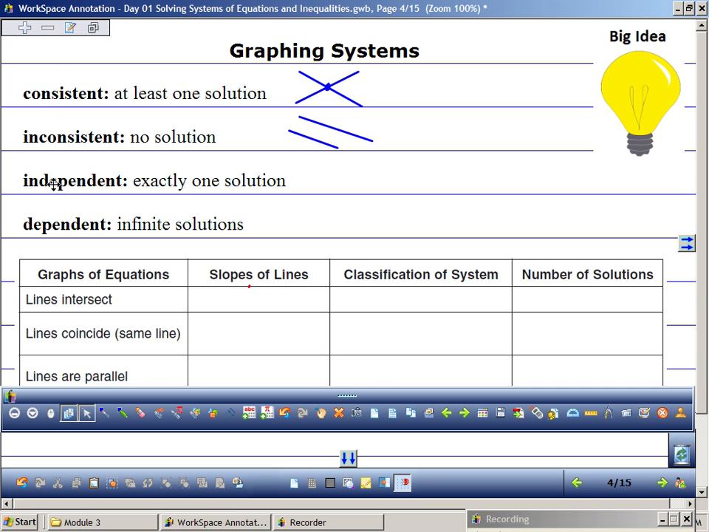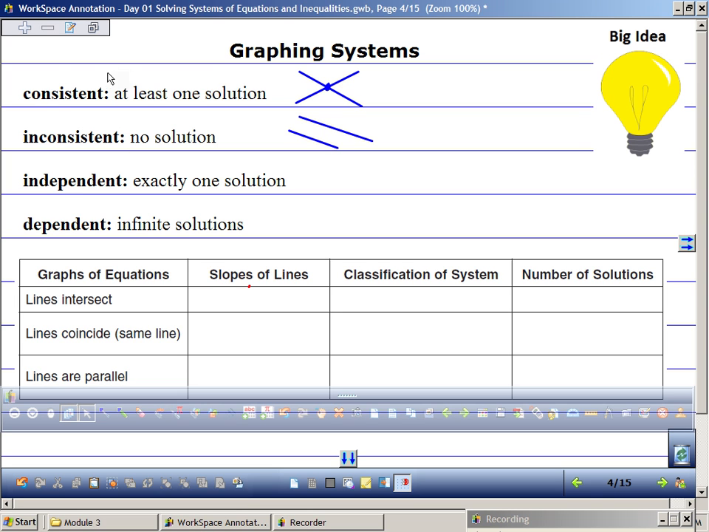So you see where they're getting this vocabulary here? Consistent means there's a solution. Inconsistent means there's no solution. Independent means it's where they cross only once, right? And dependent, they say dependent because one is depending on the other, they're the same line. Okay? So it's just fancy vocabulary for something that we already understand conceptually, right? Don't get too hung up on the vocabulary.